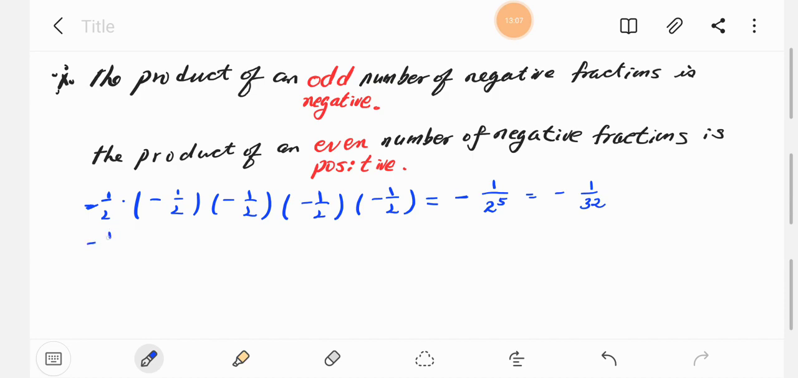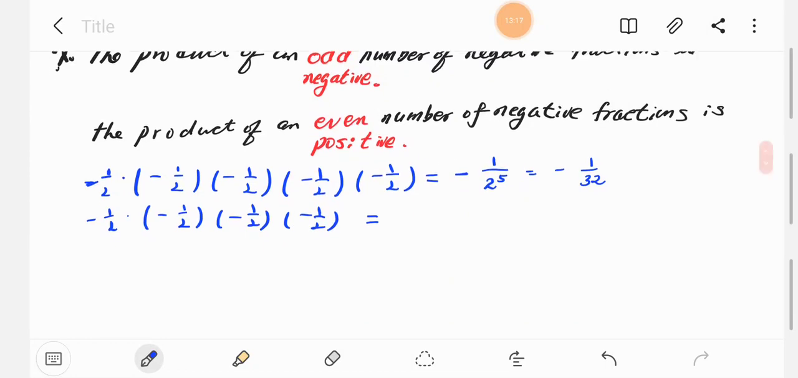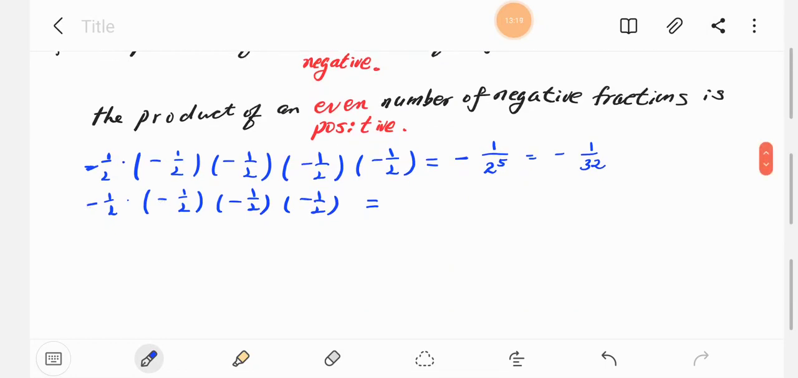What if we multiply a negative fraction 4 times? Then the result is positive, right? Because the number of negatives is even. So this is a product of an even number of negative fractions, so the result is positive. So this is equal to 1 over 2 to the 4th power. So 2 is multiplied 4 times, which is 16.